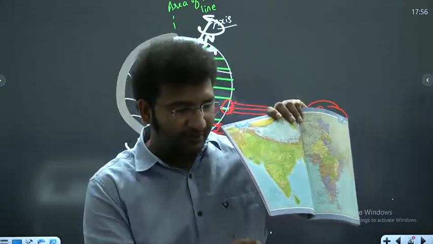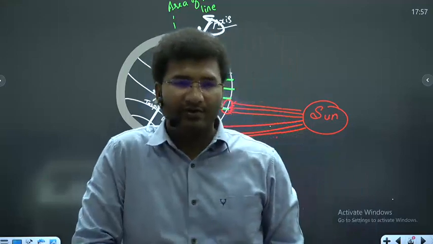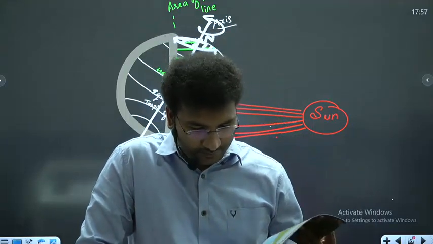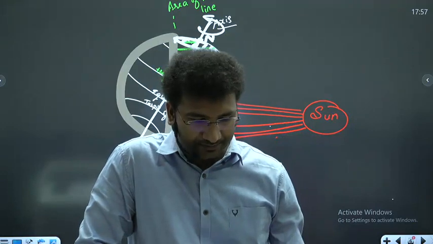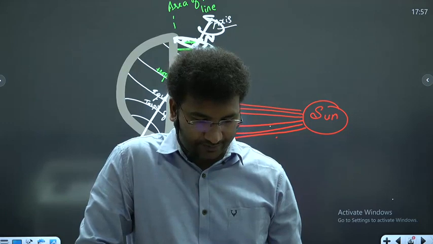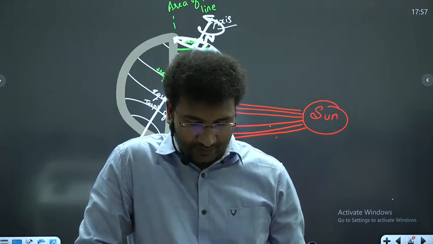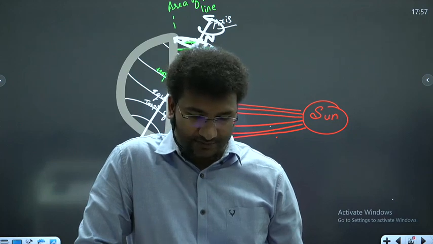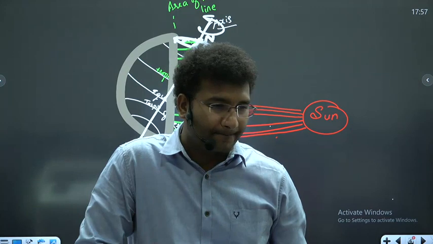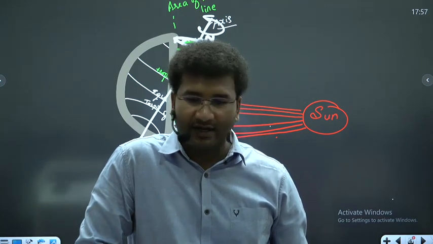Now take this as homework too, write it on the side: states where the Tropic of Cancer passes through. Quickly write down. Gujarat, Rajasthan, Madhya Pradesh, Chhattisgarh, Jharkhand, West Bengal, Tripura and Mizoram.